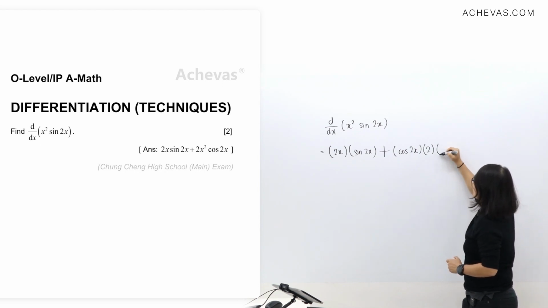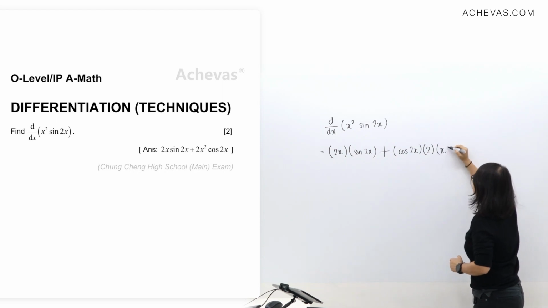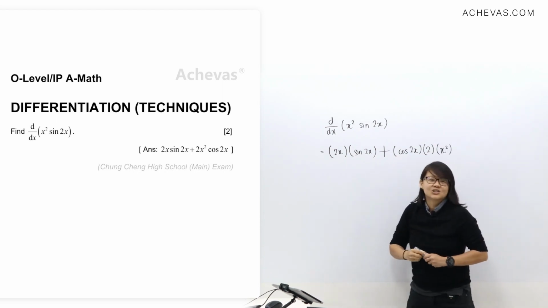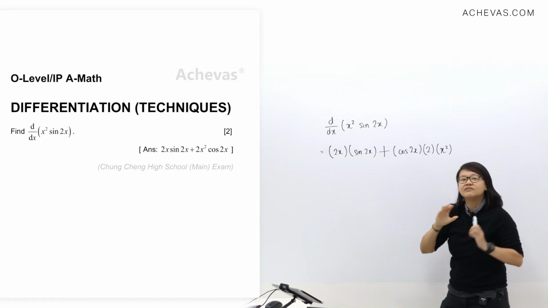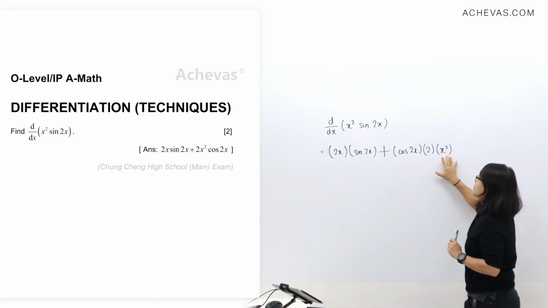So next, this bracket here, I'm going to copy back this one here, which is x squared. So again, what I did here is differentiate one at a time: differentiate, copy, differentiate, copy.